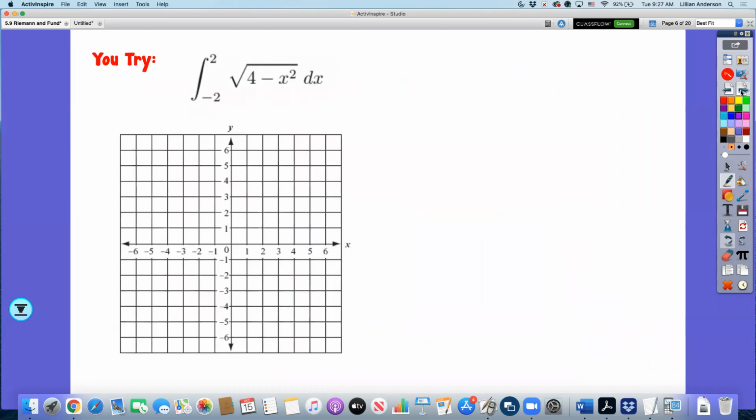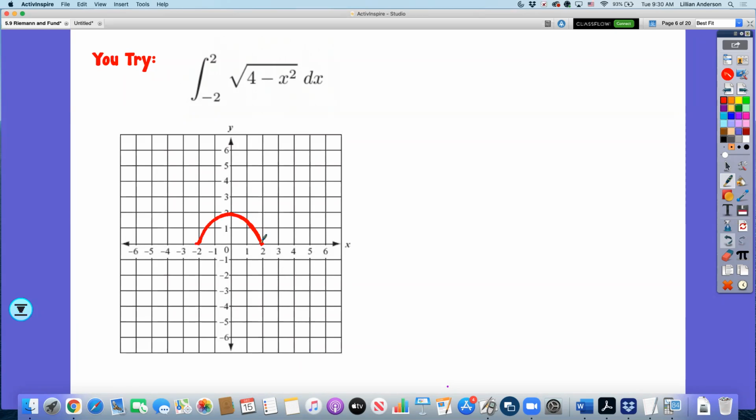Try this one on your own. Look at the bounds. If you need to, graph this so you can see what it looks like, and then find the area underneath the curve. What shape does this form? Semicircle. It forms a semicircle that starts where? -2. And ends at +2, right? The bounds. Okay, how high does it go? 2. It goes up to 2, so it makes a semicircle.